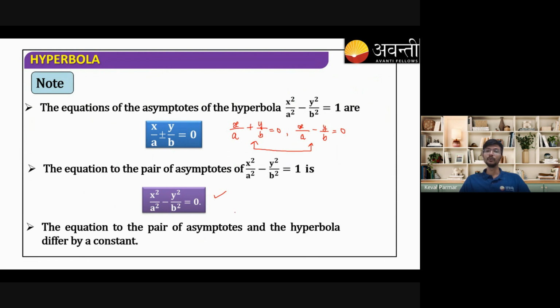Another thing to notice is that the equation of the pair of asymptotes and the hyperbola differ by a constant. That means here you will have 0, but here you will have 1. That means the difference is a constant. In this case, the constant is 1 unit.